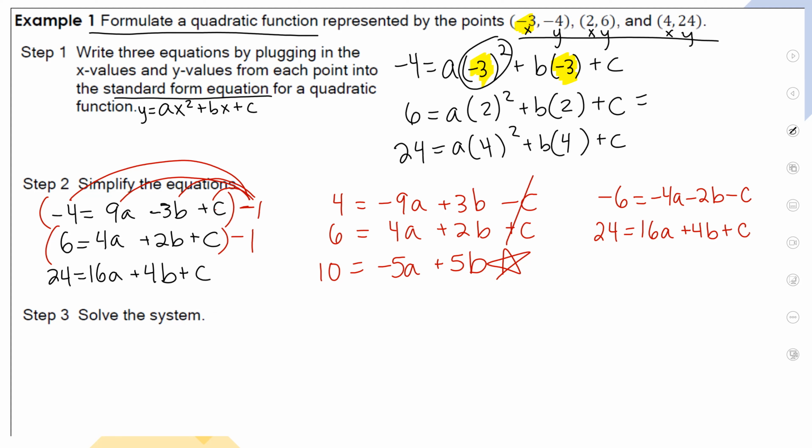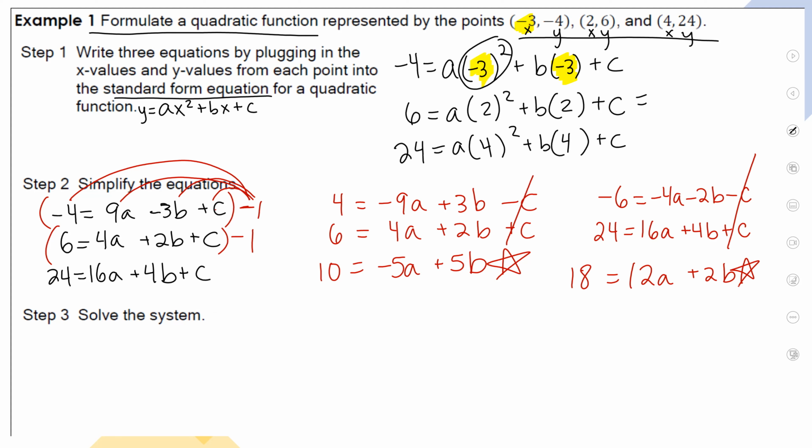And notice we have -c and positive c. So that cancels out. And now I'm just going to combine my 2 equations. -6 plus 24, yep, 18. -4a plus 16a, 12a. And -2b plus 4b, 2b. So these are my 2 equations.